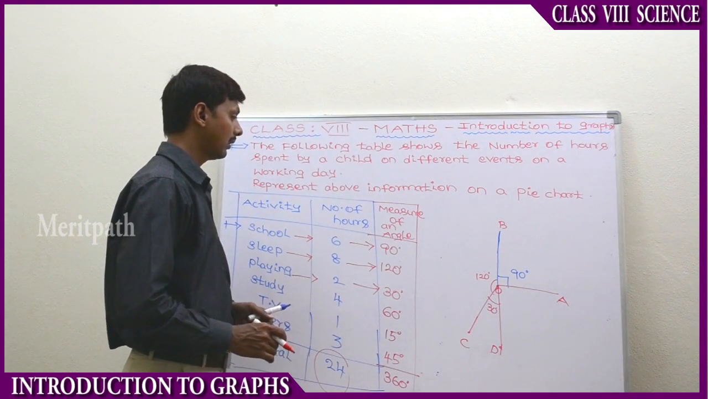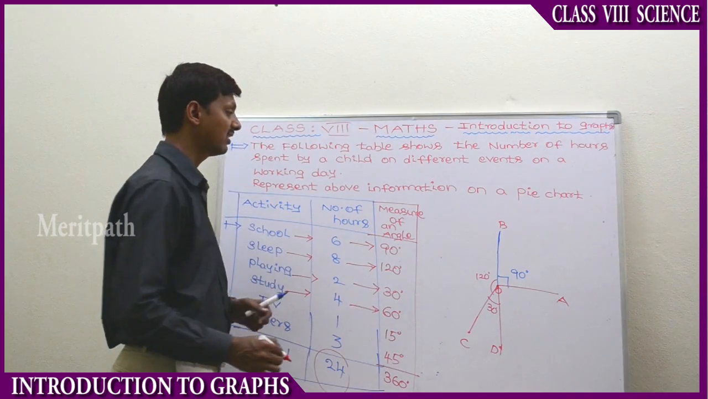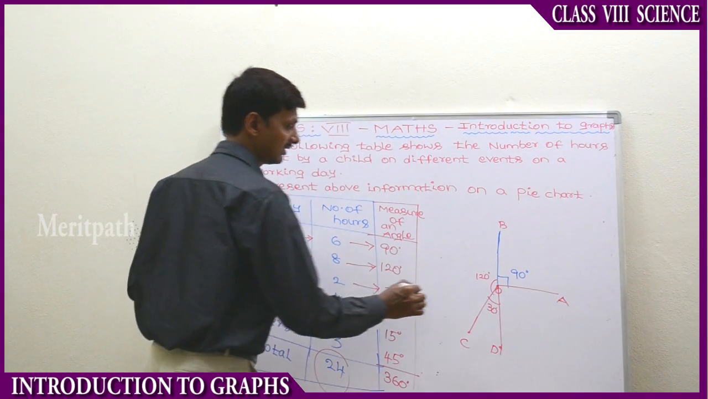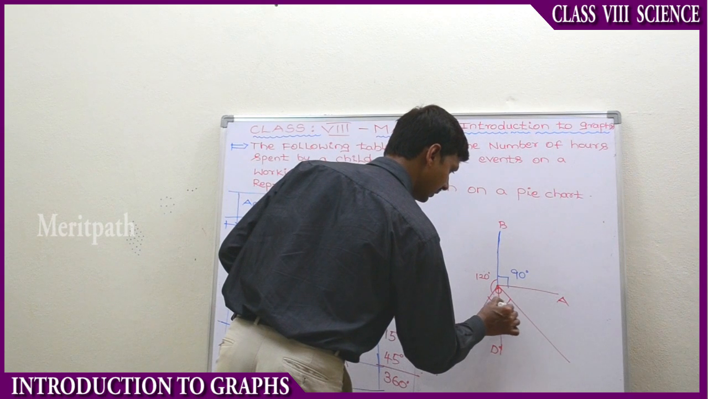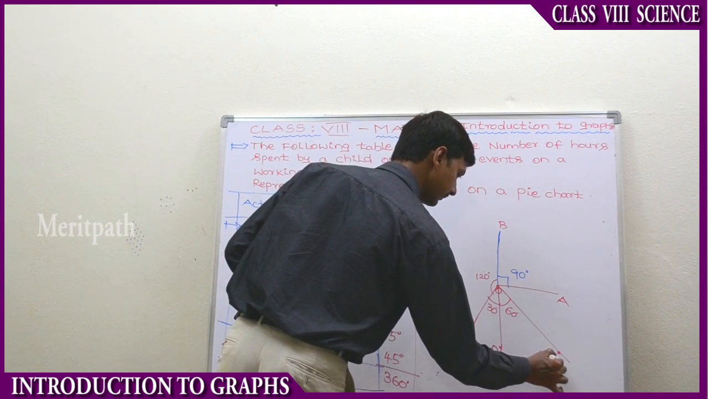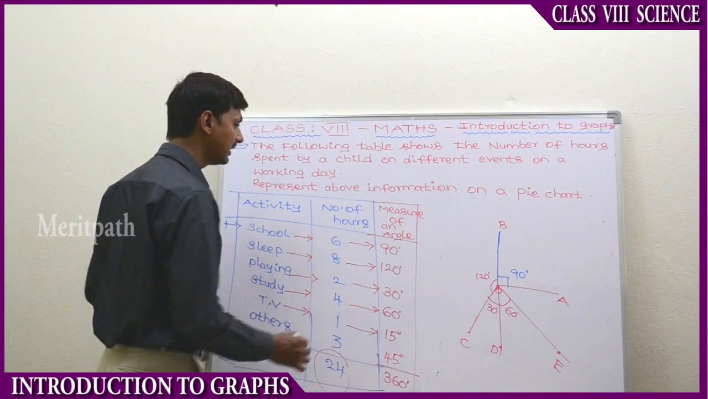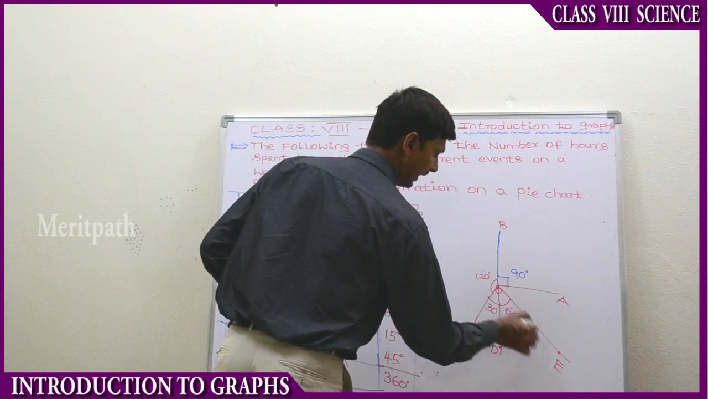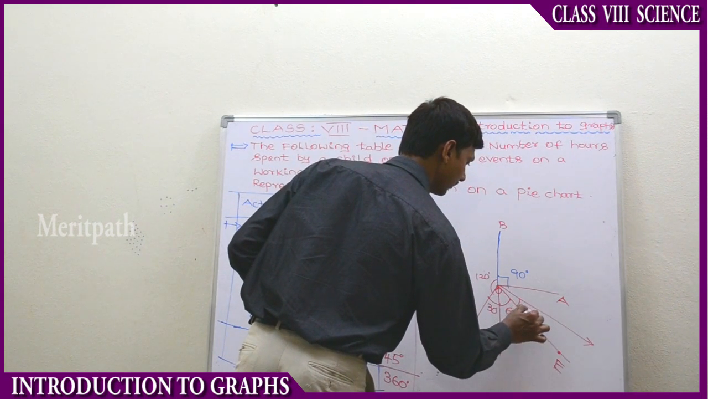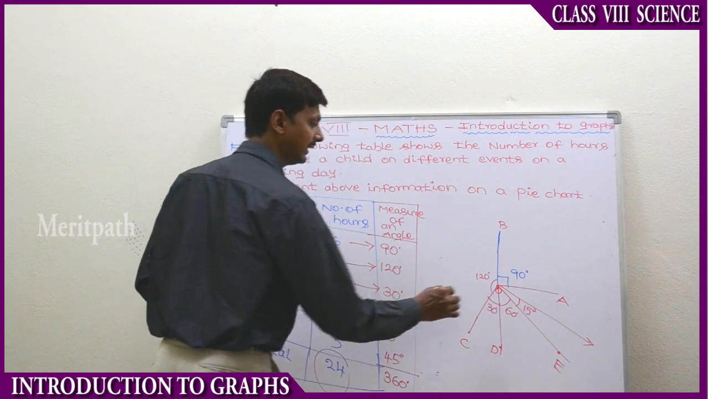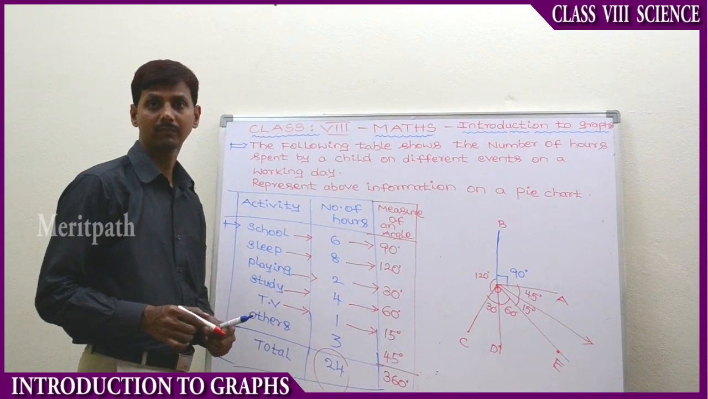The next one, 30 degrees is completed. Studying for 4 hours is 60 degrees. By taking OB as a base, we need to construct 60 degrees. This is 60, E. Next one is watching TV for 1 hour, that's 15 degrees. By taking OE as a base, 15 degrees. The remaining is 45 degrees. This is 45 degrees.